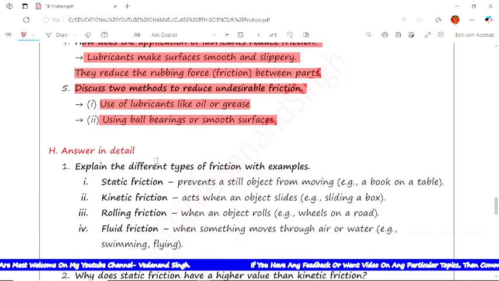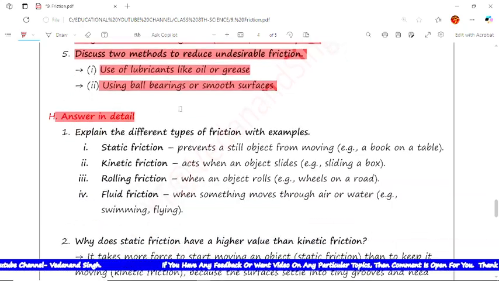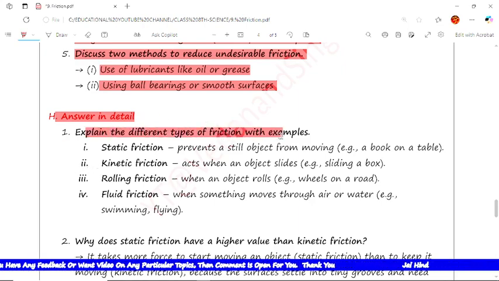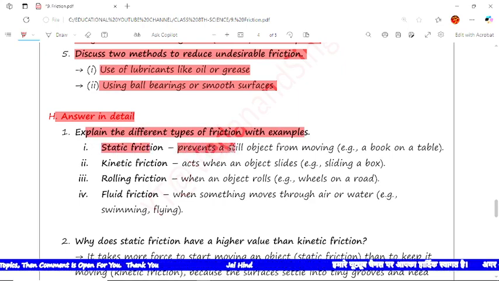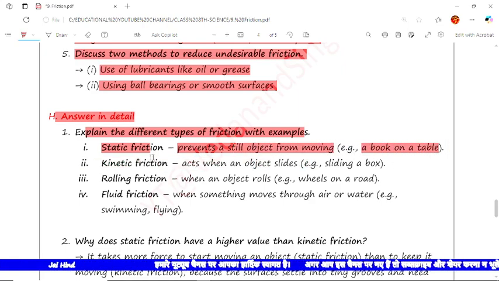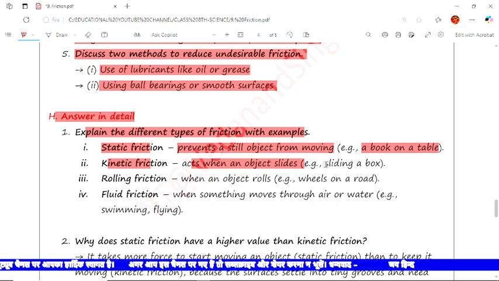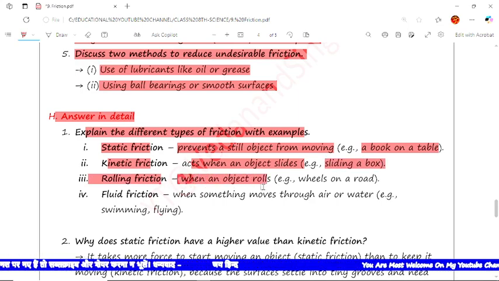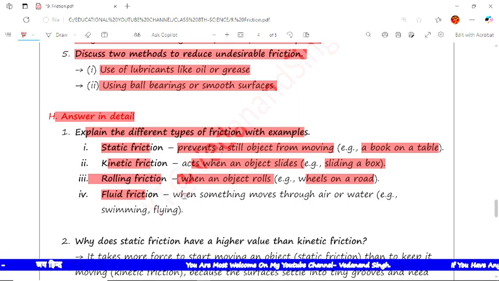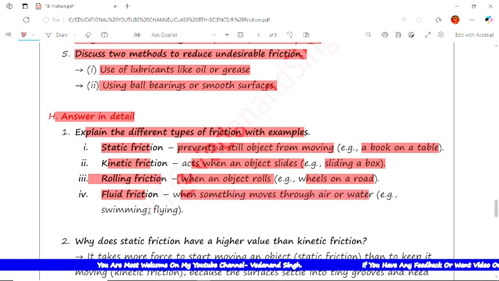Now the next type of question is answer in detail. The questions are here and we have to give the detailed answer. The first question is, explain the different types of friction with examples. The first is static friction, which prevents a stationary object from moving. The example is a book on a table. Next is kinetic friction. It acts when an object is sliding, for example sliding a box. The next is rolling friction, when an object rolls, for example a wheel on a road. Now the next is fluid friction, when something moves through air or water, for example swimming and flying.